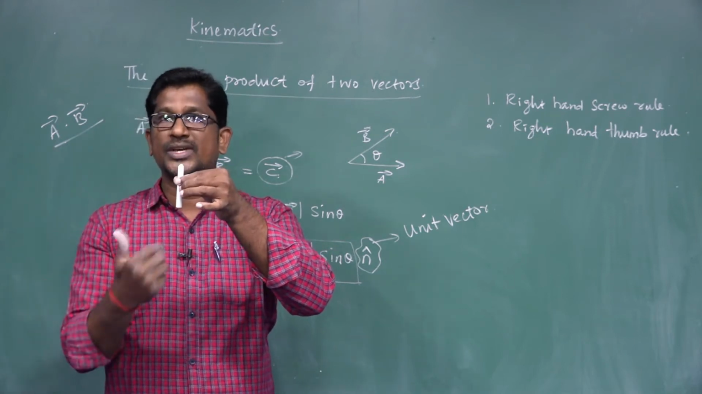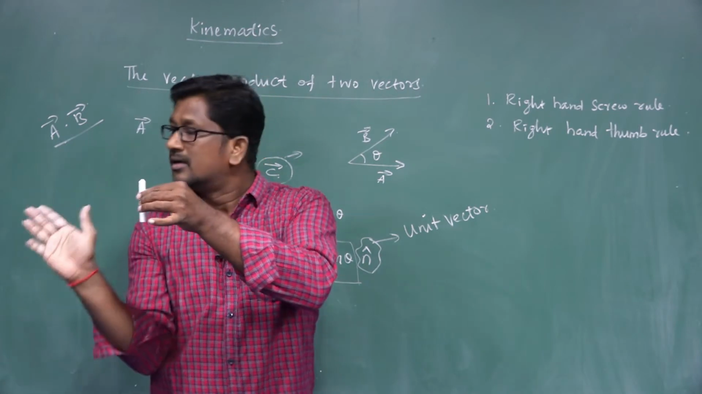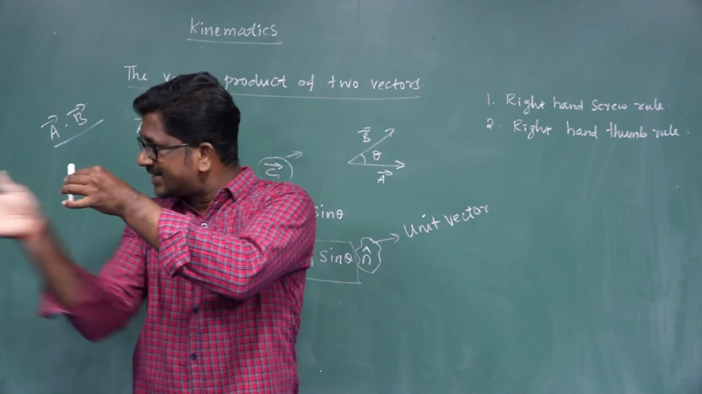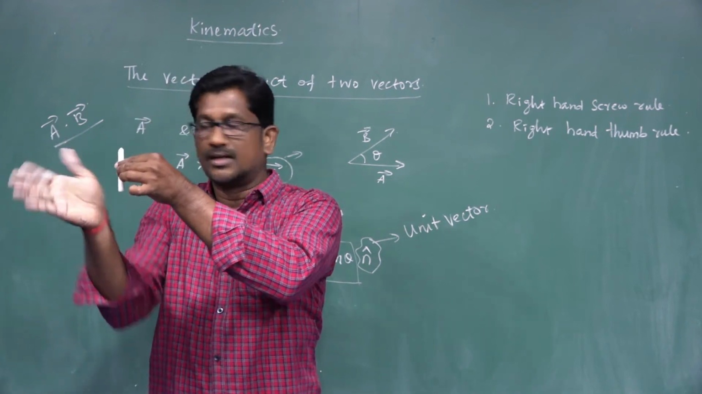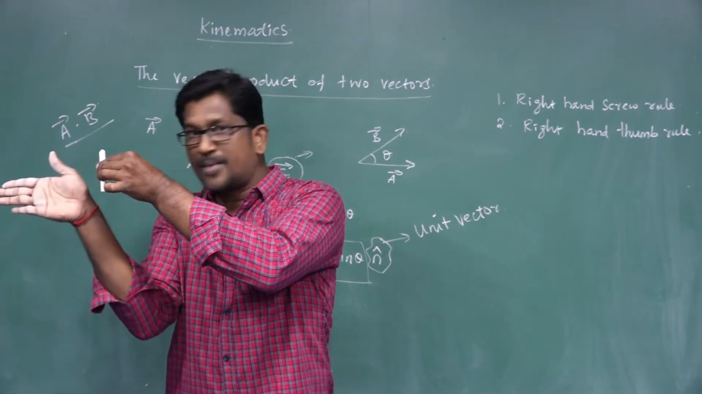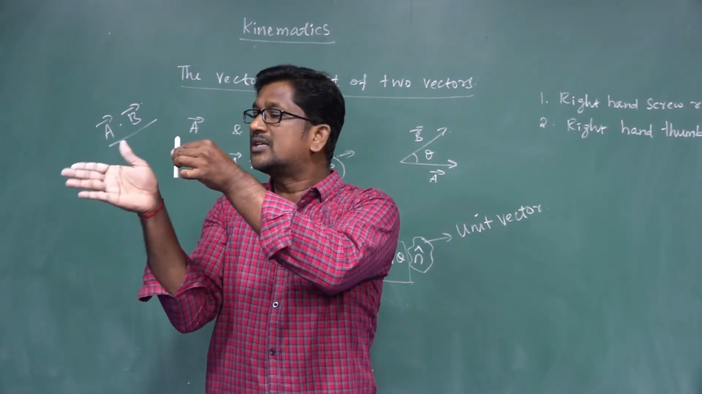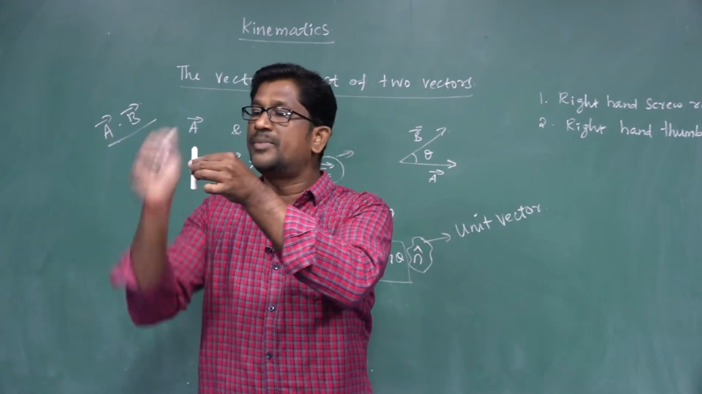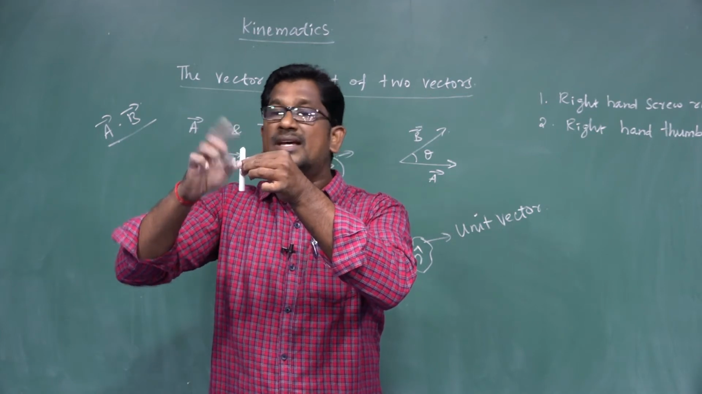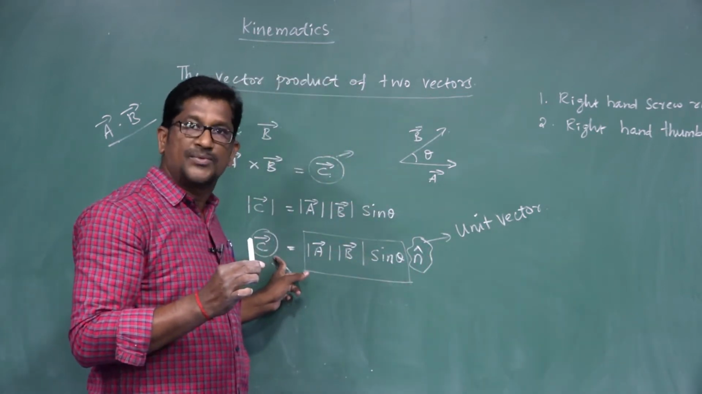So if the right hand screw is rotated from the direction of A vector to B vector, from the direction of A vector, because A vector is acting in this direction, B vector is here. The screw is rotated like this. So the direction of rotation is from the direction of A vector to B vector. So if it is rotated from the direction of A vector to B vector, the sense of advancement of the tip of the screw represents the direction of C vector.